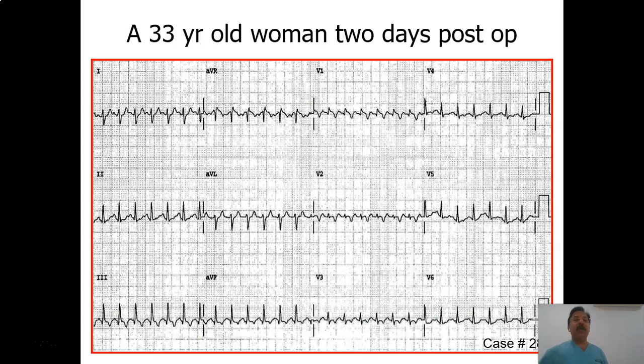Case number 28. This ECG is of a 33-year-old woman 2 days post-operative. And it looks like a low voltage ECG. If you look, there is no rhythm strip, but we'll just find the rate here. It's fast, approximately 140, 150 beats per minute. And there are P waves followed by the QRS complexes. P waves are there. So this may be a sinus tachycardia or maybe atrial flutter with 2:1 conduction.